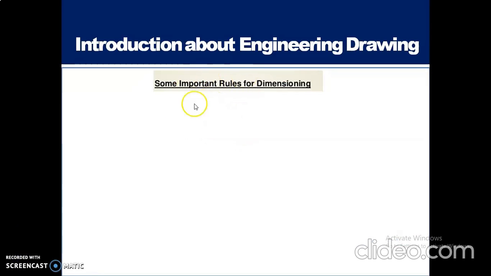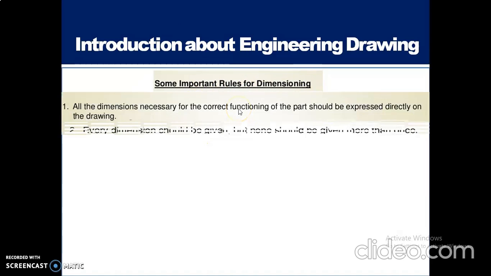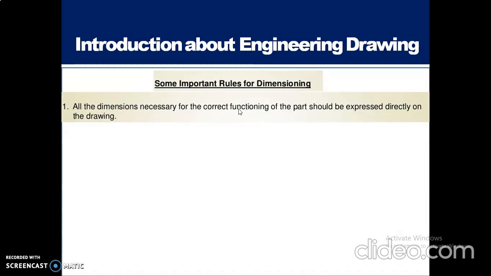Okay. Second topic. What is the second topic? The second topic is important rules for dimensioning. There are some important rules for dimensioning. They are: all the dimensions necessary for the correct functioning of the part should be expressed directly on the drawing.